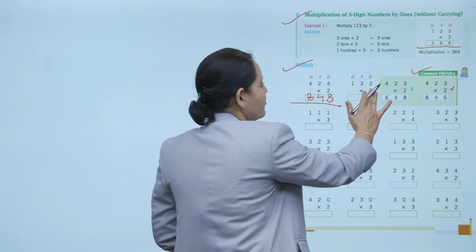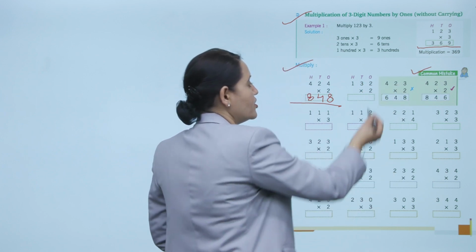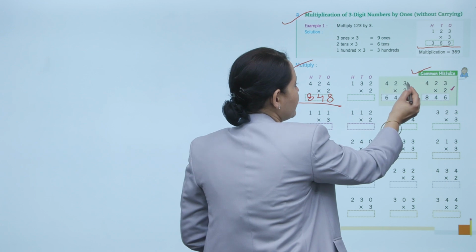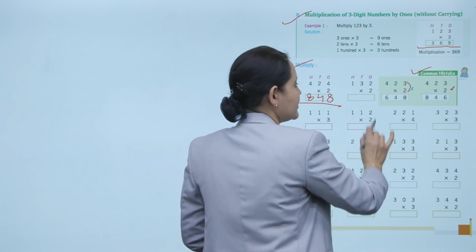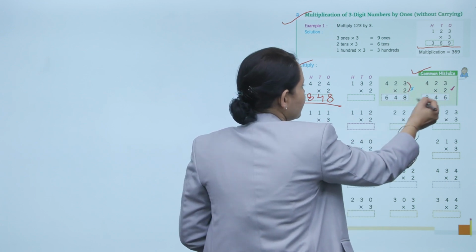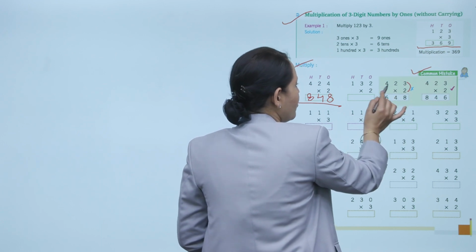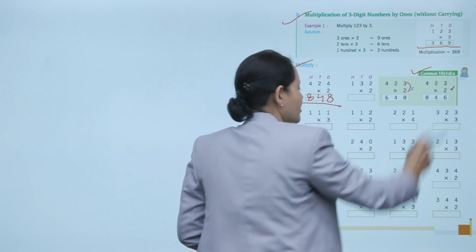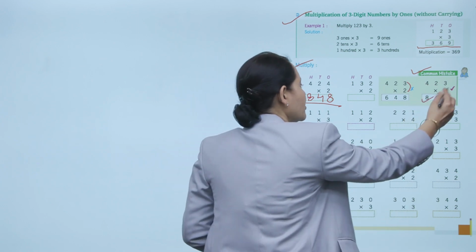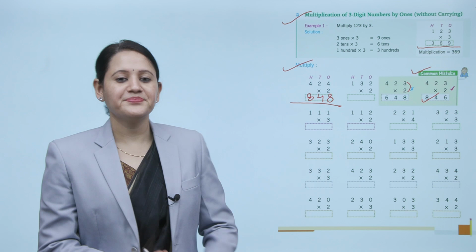We have to multiply 423 by 2. So first we'll multiply the ones. 3 into 2, that is 6. So this is the correct way. Then we do the tens, 2 into 2, that is 4. Then 4 into 2, that is 8. So this is the correct way of doing multiplication. Clear?